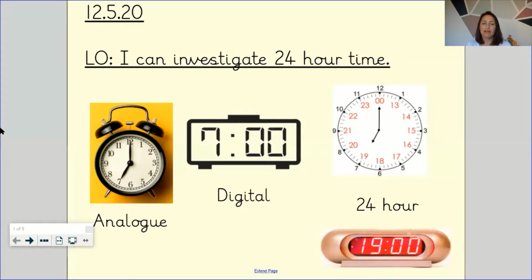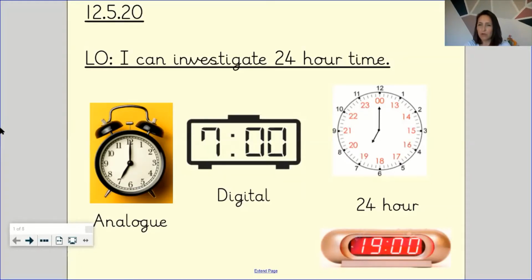Today, we are learning to investigate 24-hour time. Our learning verb today is investigate, which means we're going to be finding out more about it, really exploring it and discovering a bit more about it. And we're going to be playing games at the end of today's input to do some more discovery and finding out.